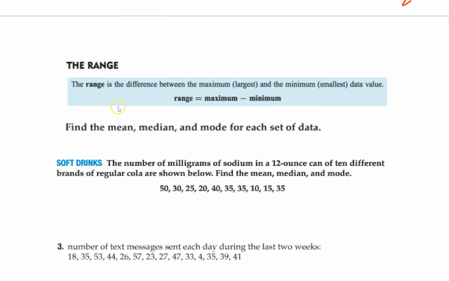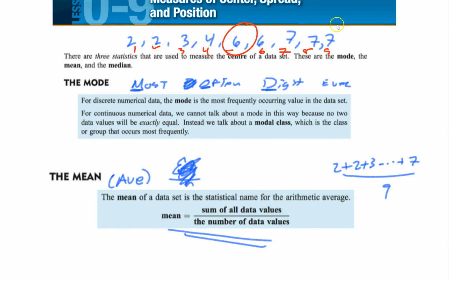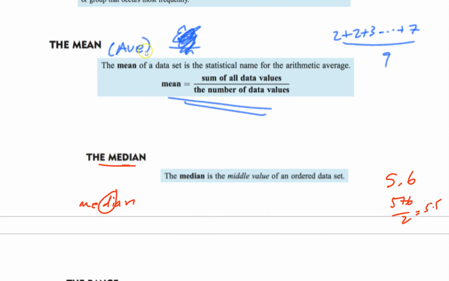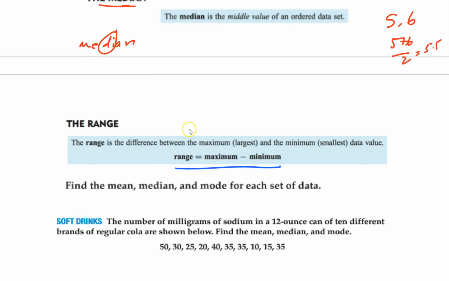Range. Range is the max minus the min, right? Highest minus lowest. How far apart are your values? So over here, my range would be 7 minus 2, or just 5. Right? Range is the max minus the min.